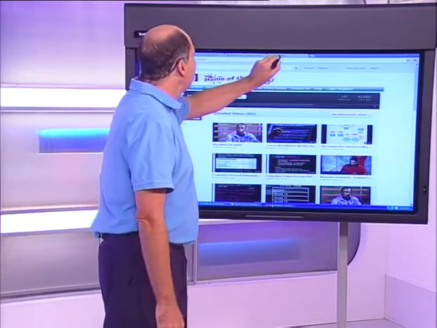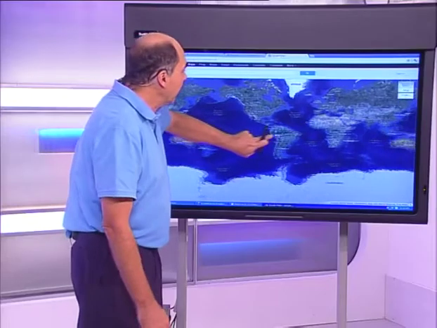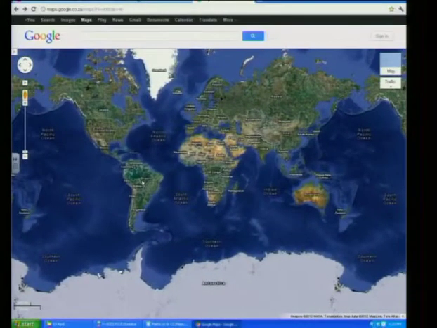Right, we want to get to Google Maps. Okay, this is really quite cool, because there's the map of the world. And I can move it around and I can see some ideas here.